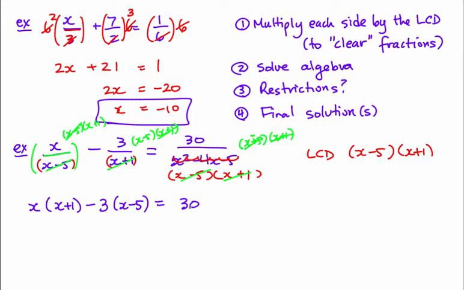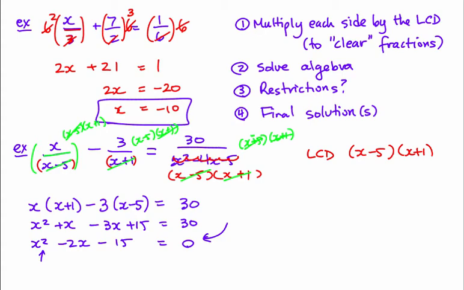And now I try and solve this. So this becomes x squared plus x minus 3x plus 15 equals 30. And that becomes x squared minus 2x, subtract 30, that makes negative 15, and equals 0. So when you're doing these, you will sometimes end up with a quadratic, which is a degree 2 equation, and to solve those quadratics, you make it equal to 0.